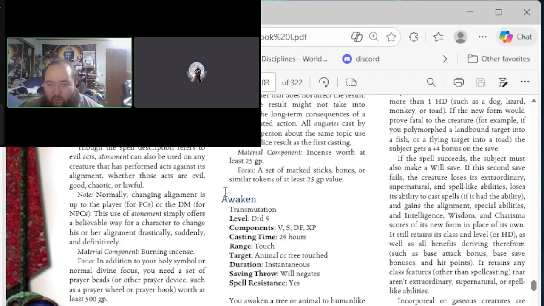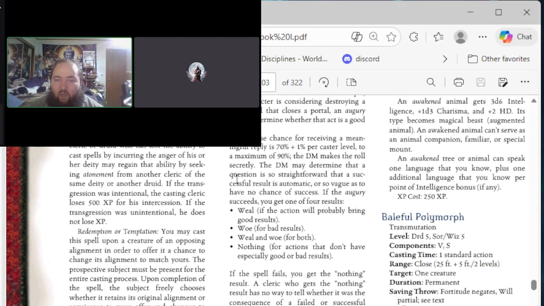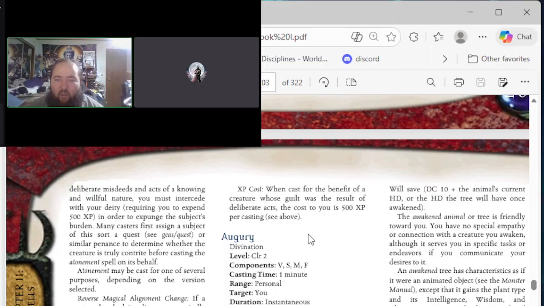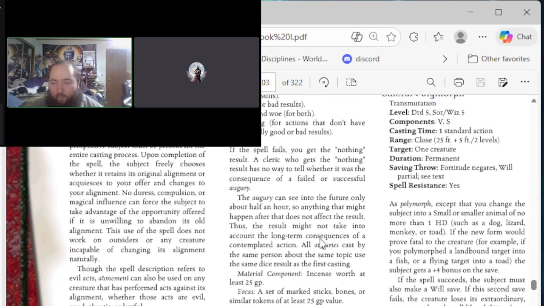Focus: in addition to your holy symbol or normal divine focuses, you need a set of prayer beads, or other prayer devices such as a prayer wheel or prayer book, worth at least 500 gold pieces. XP cost: when cast for the benefit of a creature whose guilt was a result of deliberate acts, the cost to you is 500 XP per casting.